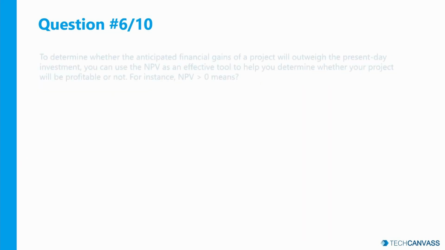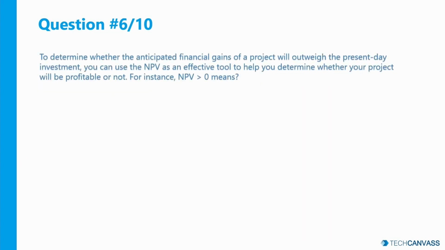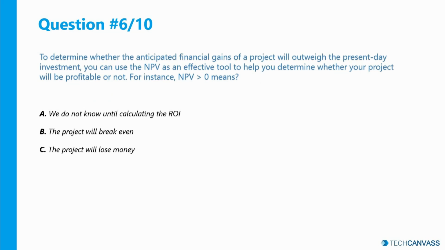Question 6. To determine whether the anticipated financial gains of a project will outweigh the present day investment, you can use NPV as an effective tool to help you determine whether the project will be profitable or not. For instance, NPV greater than 0 means: we do not know until calculating the ROI, the project will break even, the project will lose money, or the project is profitable.